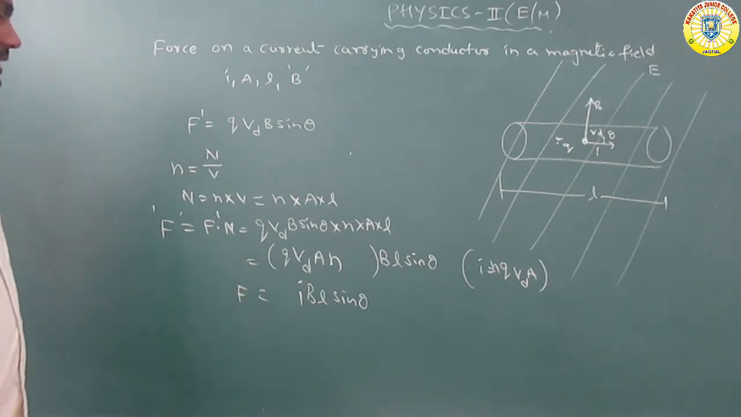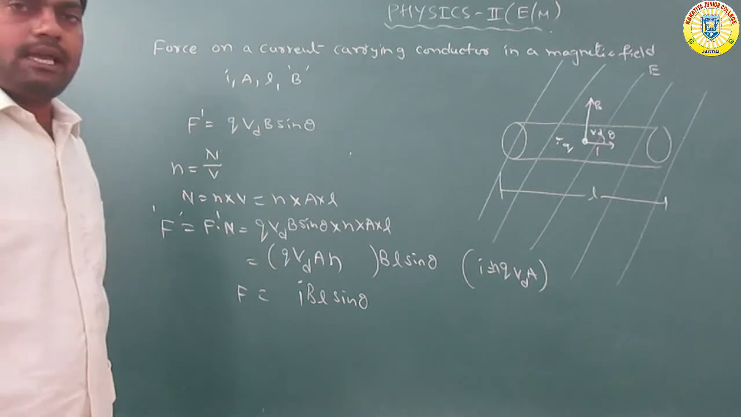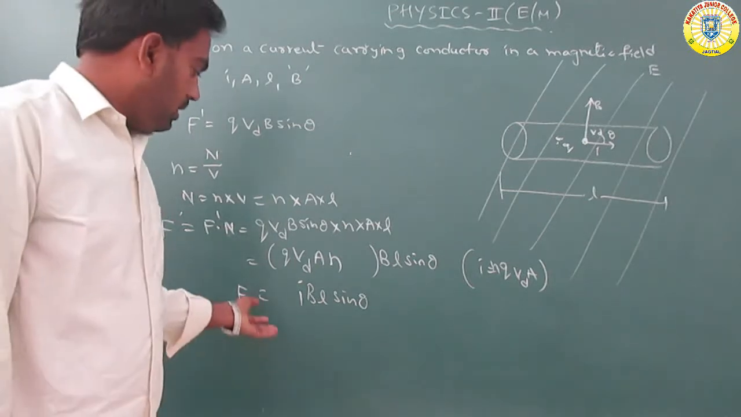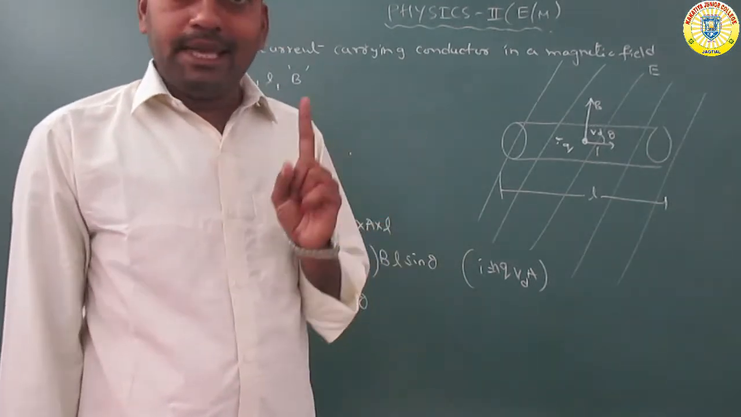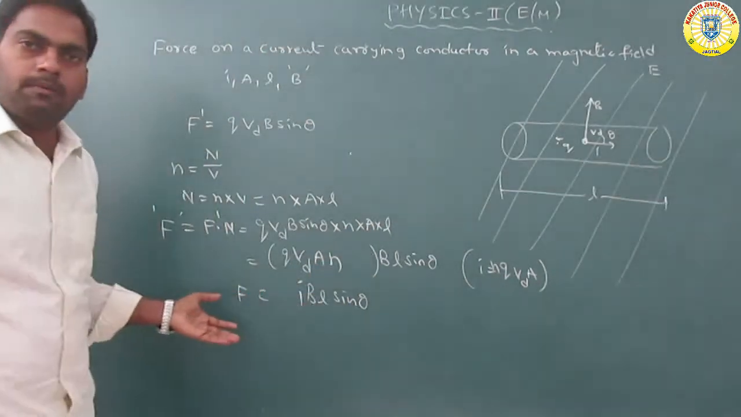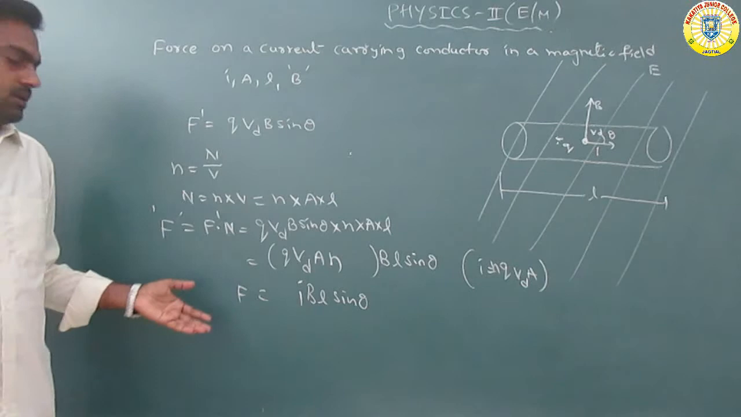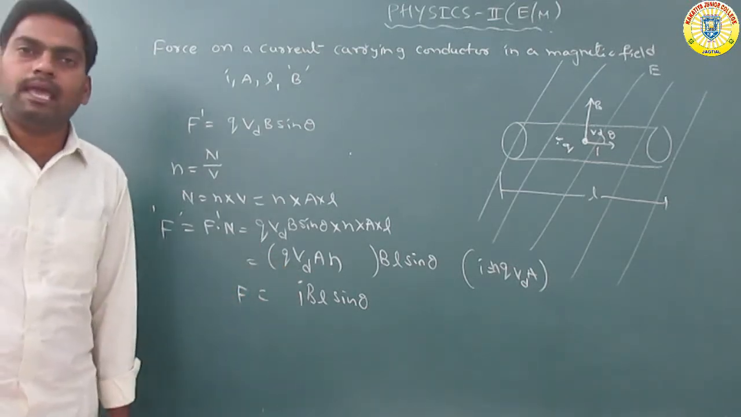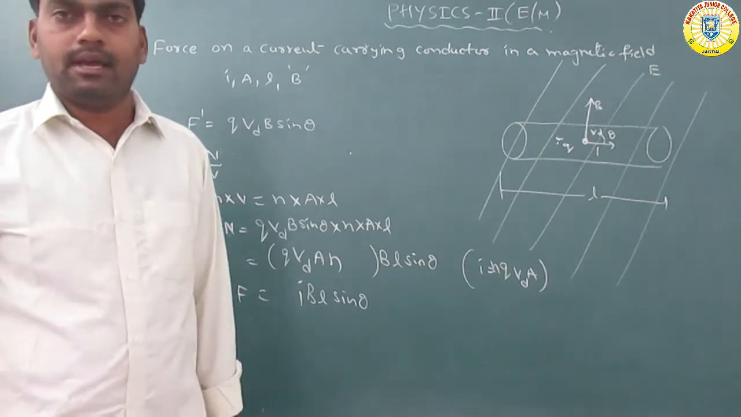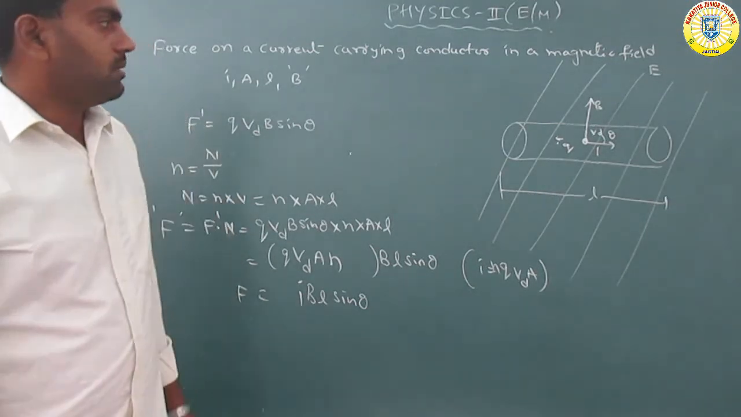So in case theta is equal to 90 degrees, sine 90 is equal to 1, so that force will be maximum. If theta is equal to 0, sine 0 is 0, so the total force is 0. That is called the minimum force applied on a conductor. You got it?